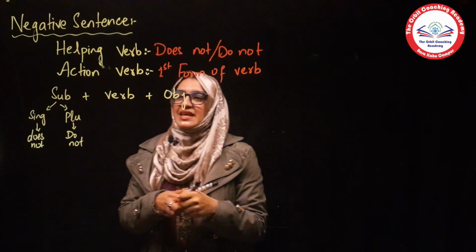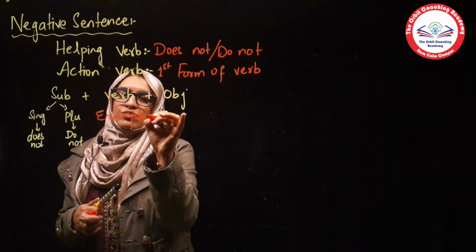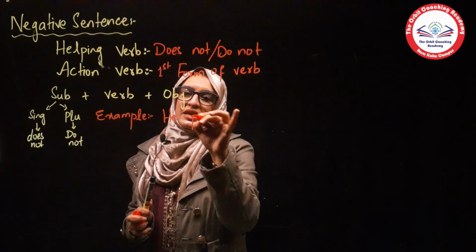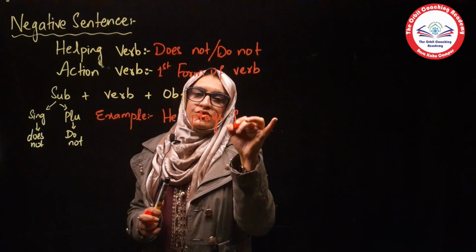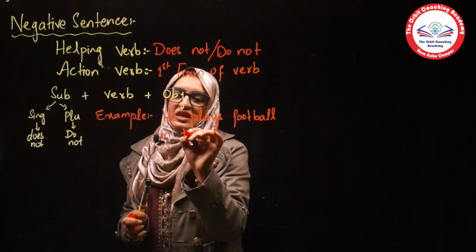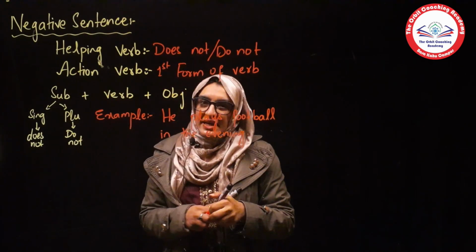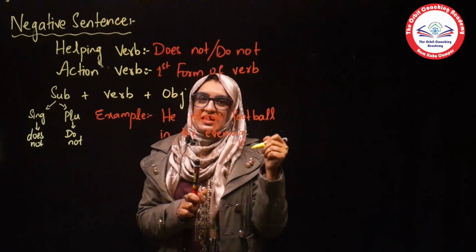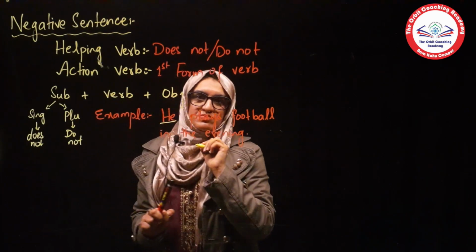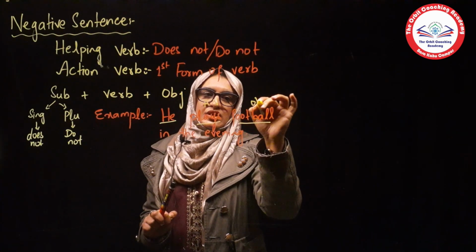Now let's take an example of this one. What is a singular subject? A singular subject is: He plays football in the evening. Now again, figure out which one is the subject, which one is the verb, and which one is the object. This is the subject, this is the action verb, and this is the object.